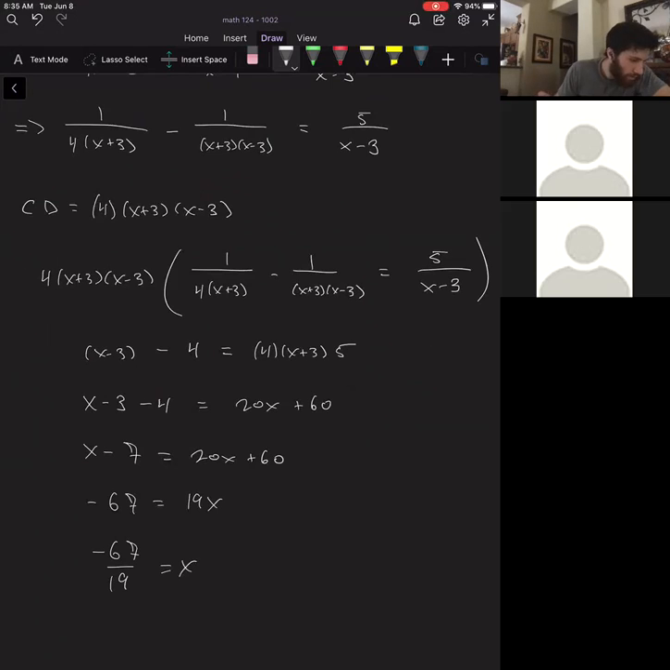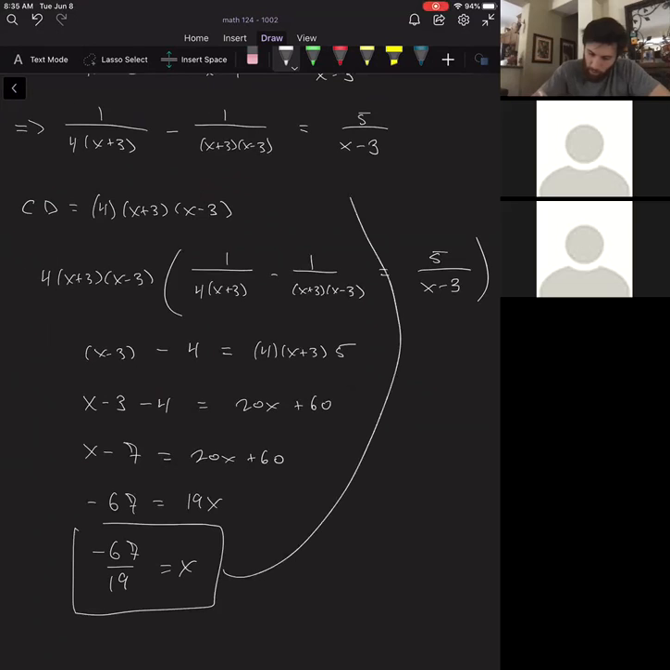Is that the right answer? So we're good. That's the right answer. Again, if you were to plug this back into the problem, the denominator is not going to be 0. So this answer is okay.